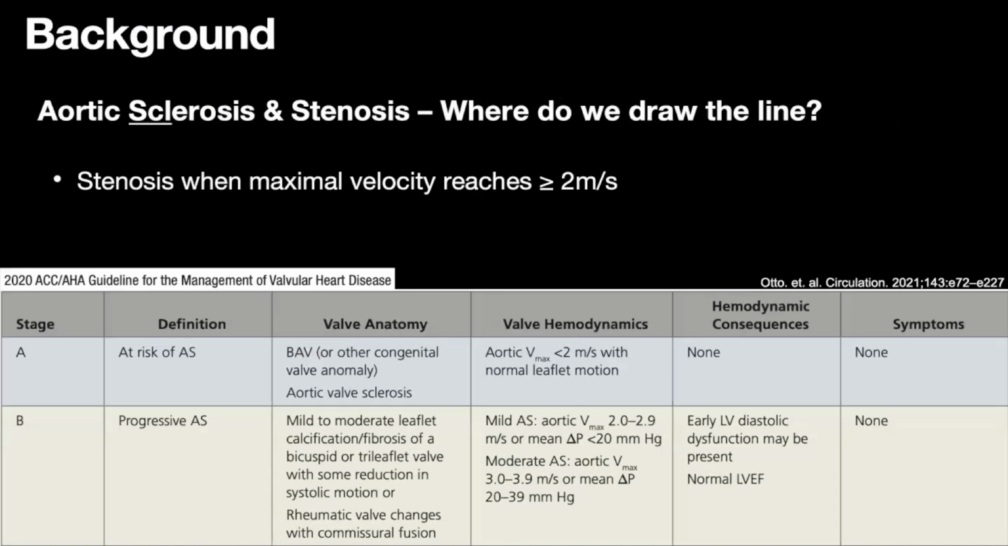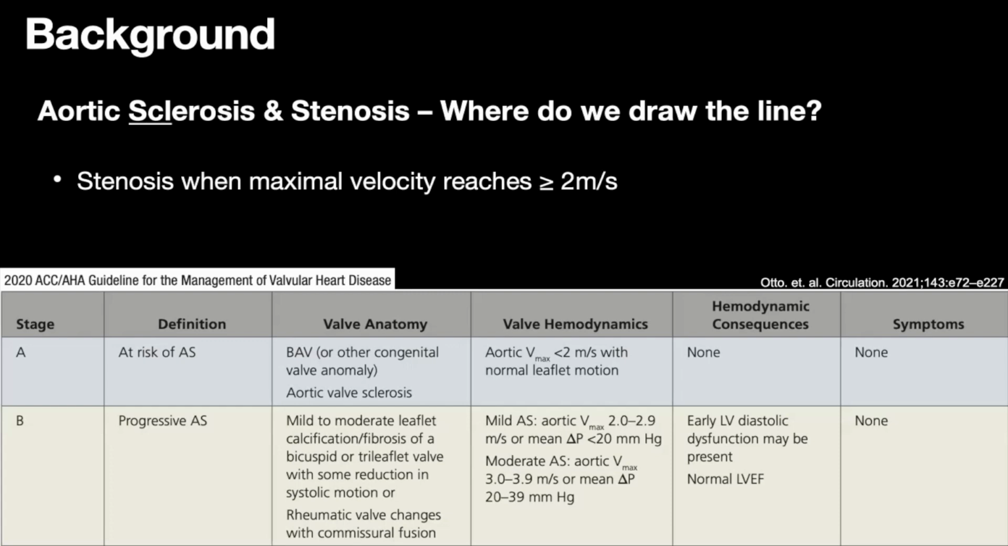So a little bit more background. Aortic sclerosis, thickening, degeneration of the valve, and stenosis: where do we draw the line? Stenosis is when your maximal velocity across the valve reaches 2 meters per second. According to the 2020 ACC/AHA guidelines for the management of valvular heart disease, they've classified aortic stenosis in different stages, A, B, C, and D, with subclassifications for C and D. Stage A is at risk of aortic stenosis. These are patients with bicuspid or other congenital abnormalities or aortic valve sclerosis, but that Vmax is less than 2 meters per second with enough leaflet opening that you're not generating these gradients.